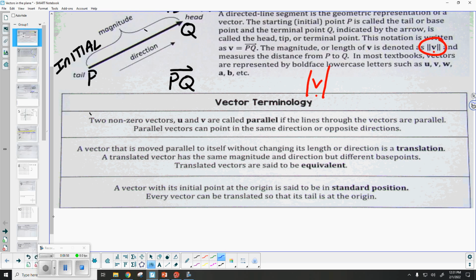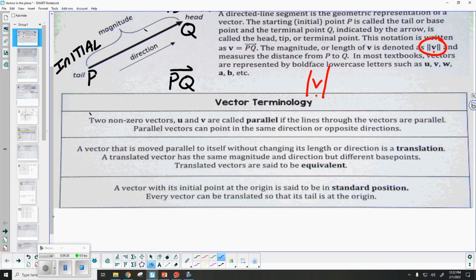Two non-zero vectors, u and v, are called parallel if the lines through the vectors are parallel. So that just means the two vectors are always equal distance from each other. But here's what's interesting. Parallel vectors can point in the same or opposite directions. So they can still be considered parallel if they're in the same direction or if they're pointing in the exact opposite. A vector that is moved parallel to itself without changing its length or direction is a translation. A translated vector has the same magnitude and direction, but different base points.